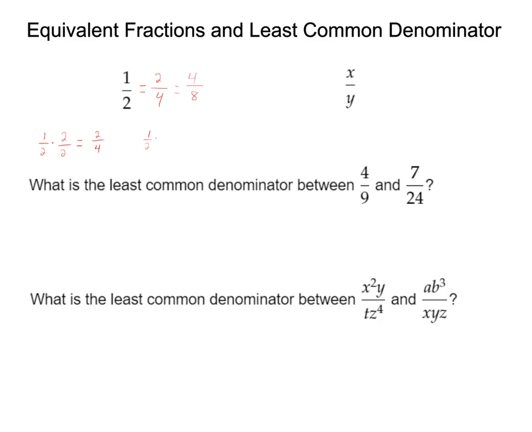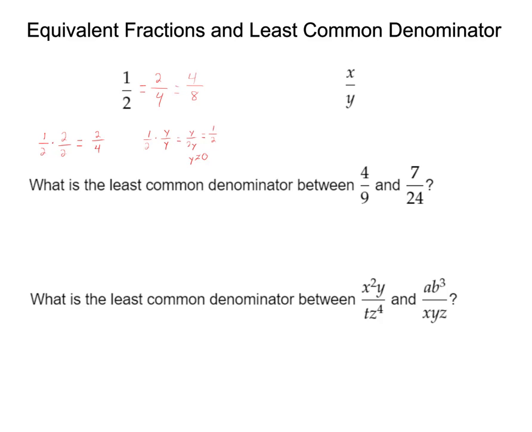So we can do something like 1/2 times, let's say, y over y. Because y over y is equal to 1 for all values where y does not equal 0, because this would make it undefined. So as long as we specify that y does not equal 0, the answer, y over 2y, is going to be equal to 1/2. So anyway, these are just some equivalent fractions.